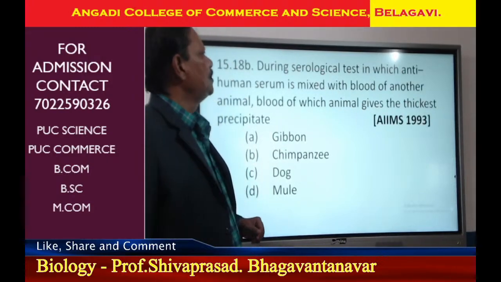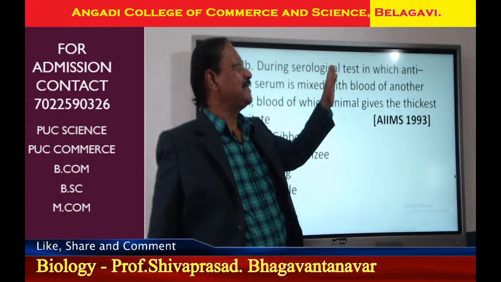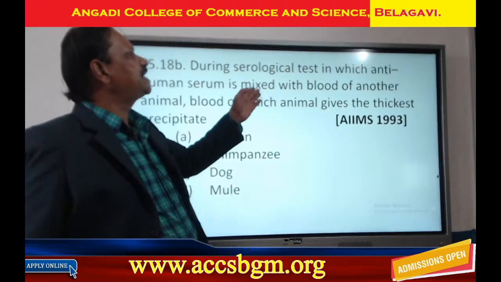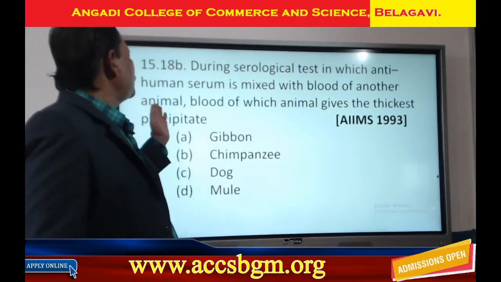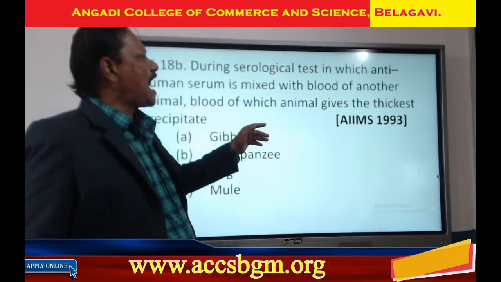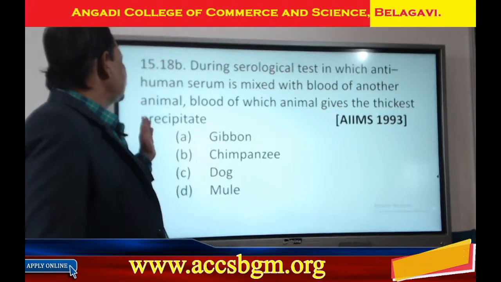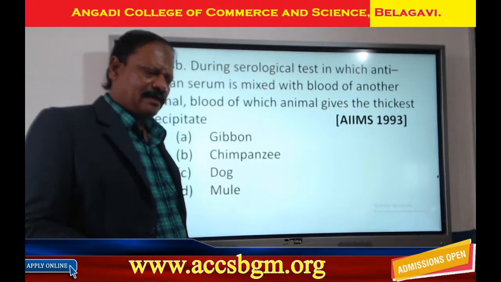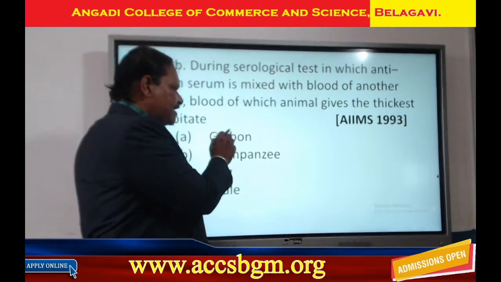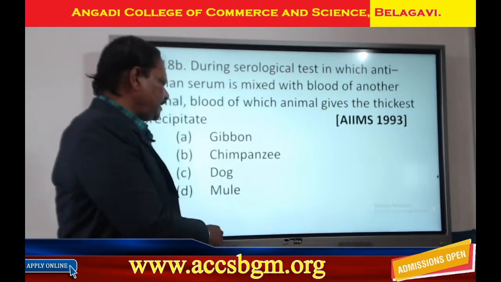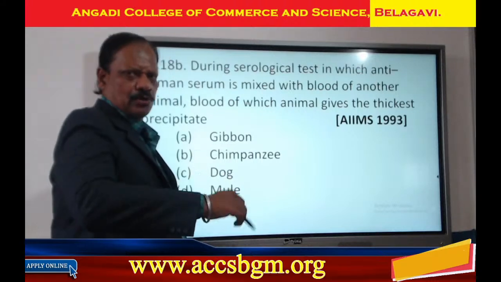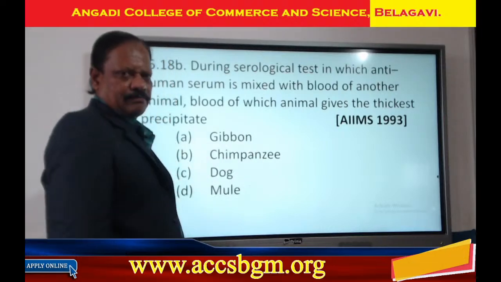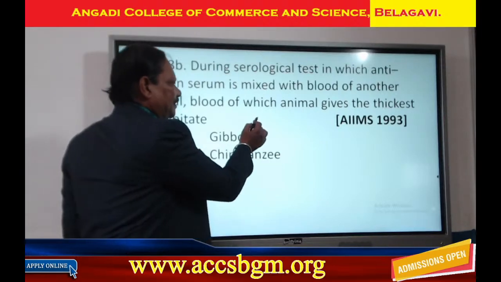Now see, during a serological test, anti-human serum is mixed with the blood of another animal. Blood of which animal gives the thickest precipitate? Which animal are you using for the experimental purpose? The options are gibbon, chimpanzee, dog and mule. So here, the right answer is option B, chimpanzee's blood. So, next one.